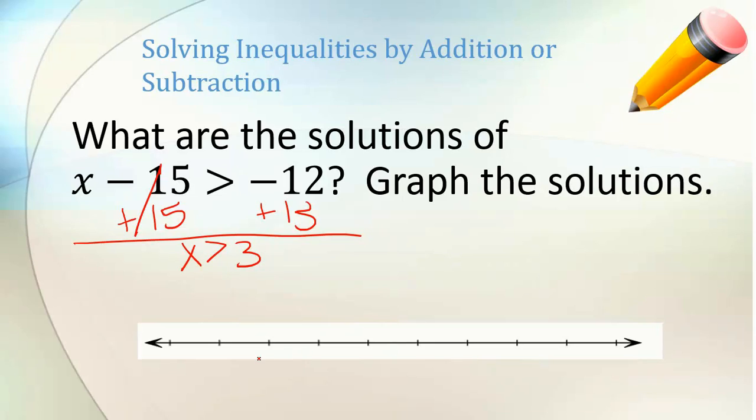Graph that. So I have 2, 3, and 4. Open dot at 3 and shade to the right, because 4 is greater than 3. 2 is not.